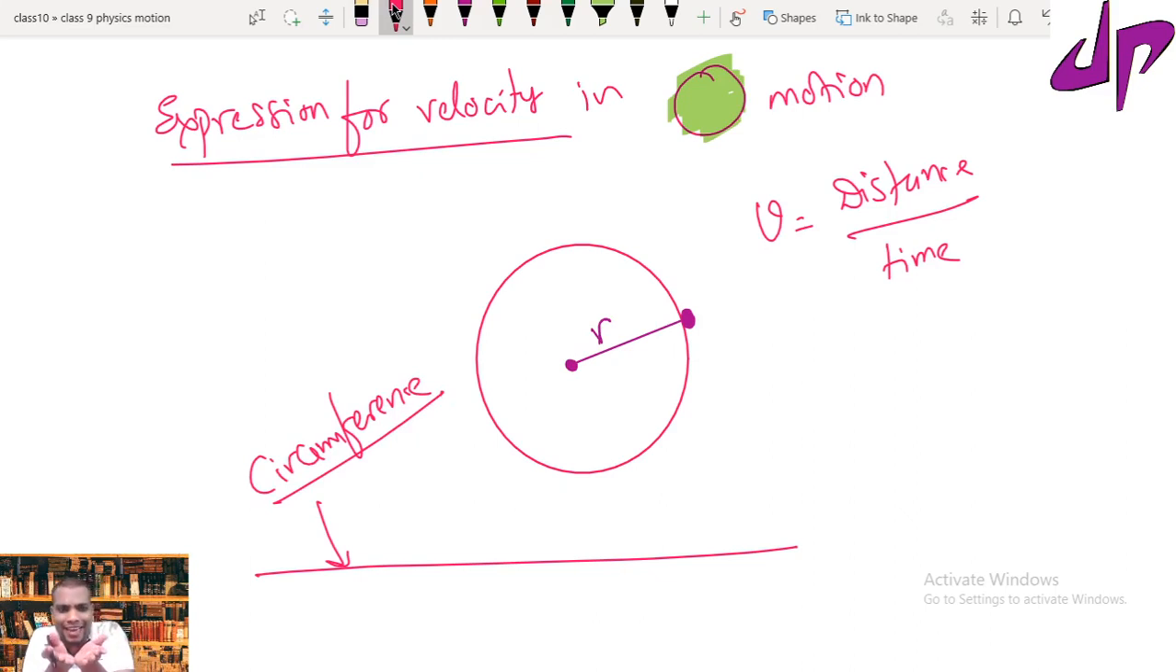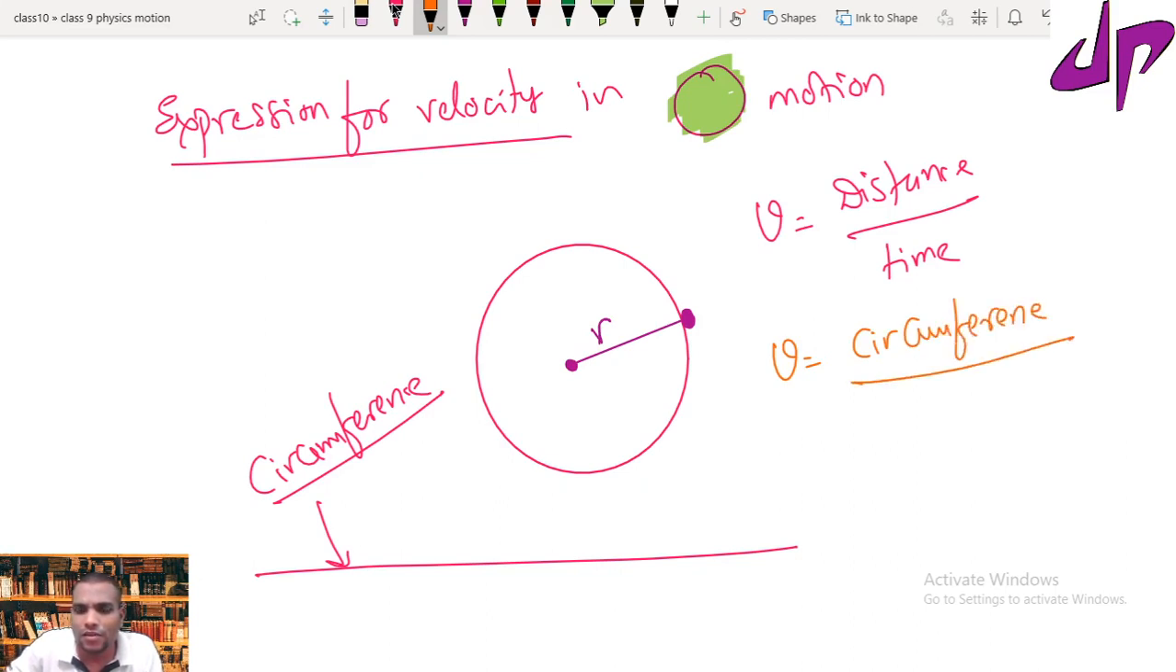Now if you join the track again, it will become a circle. The circle has a circumference, and that circumference we can take as the distance, because if you cut the circle and lay it down, it becomes a straight line. The straight line represents the distance measured from the start to the end, and if you fold it back, it becomes the circle, and that becomes the circumference. So we can write v equals circumference upon time.